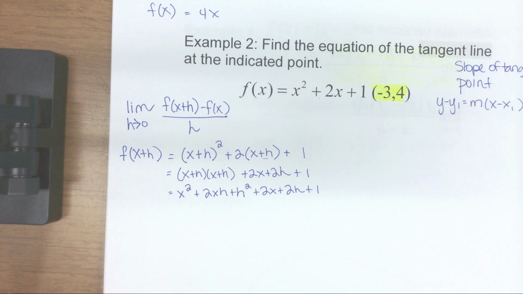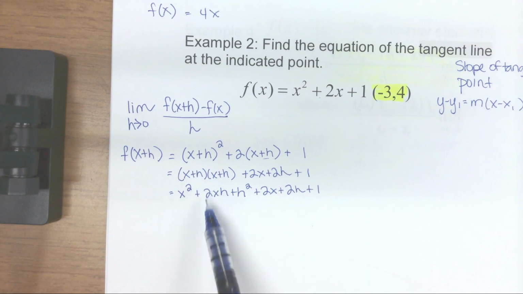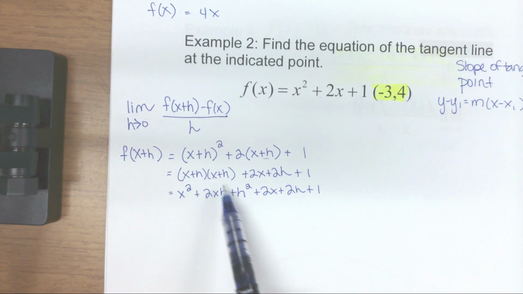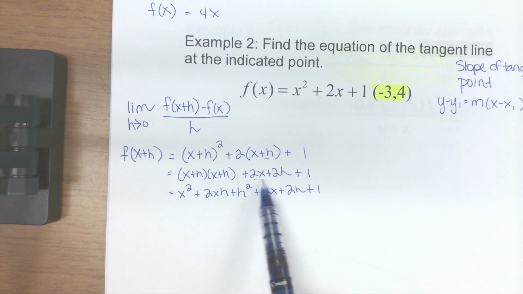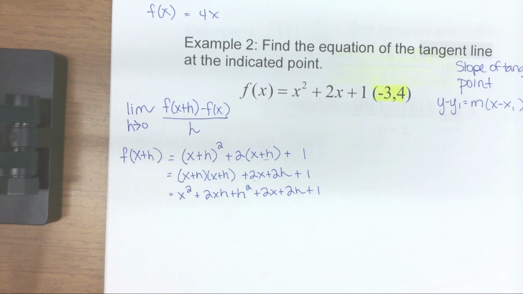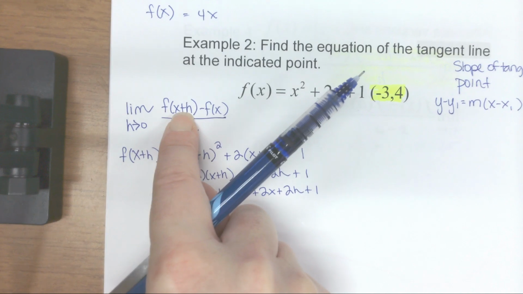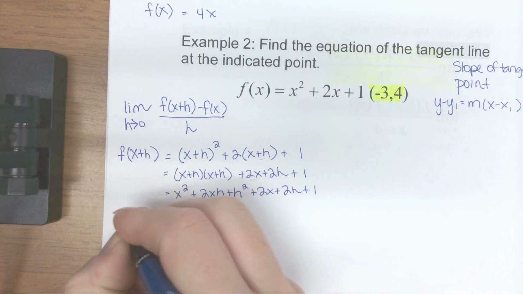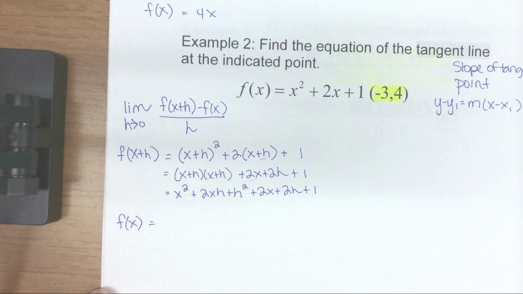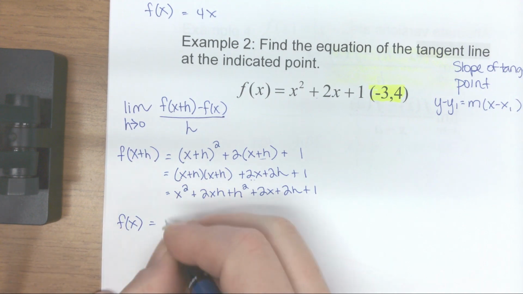Okay, so I got x squared and then I got xh plus xh. So that's why I wrote 2xh plus h squared. This was 2x plus 2h plus 1. Okay, this is why I write this stuff on the side, because all of this is f of x plus h. What was f of x again? X squared plus 2x plus 1.